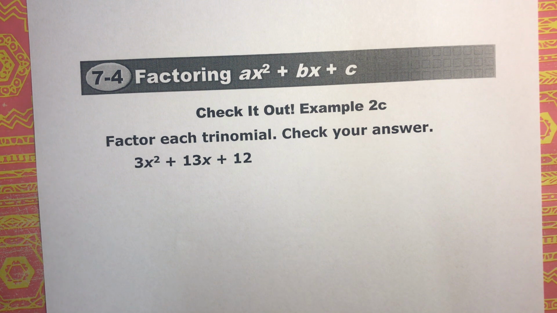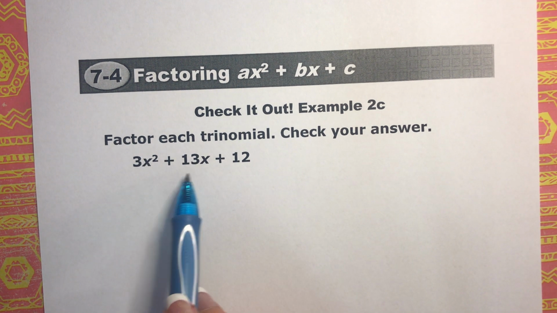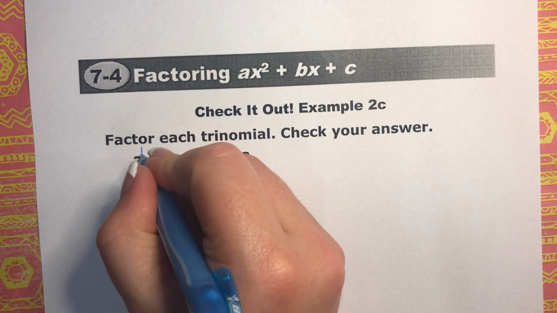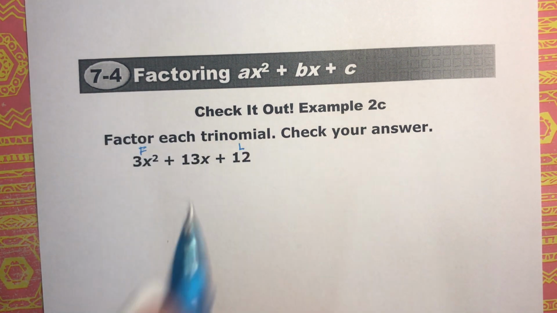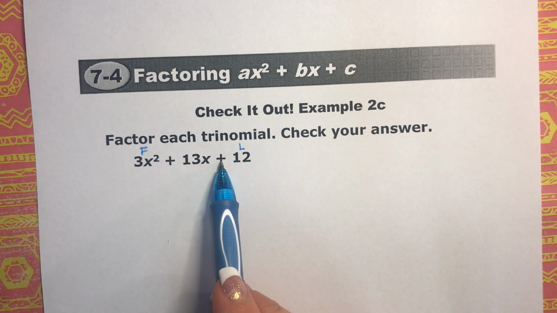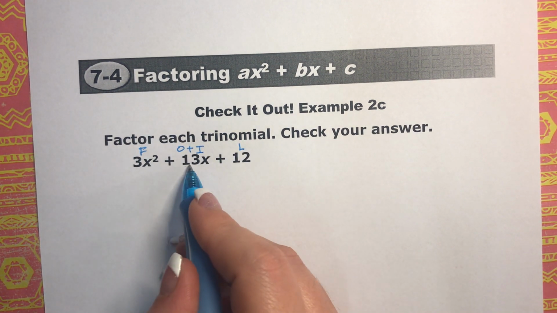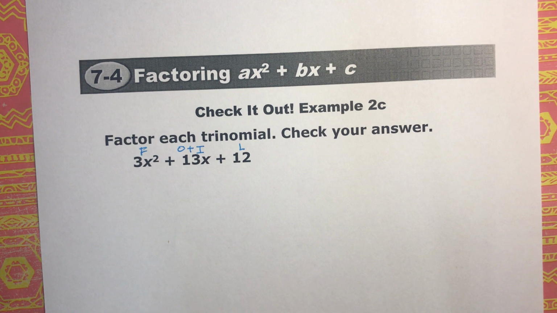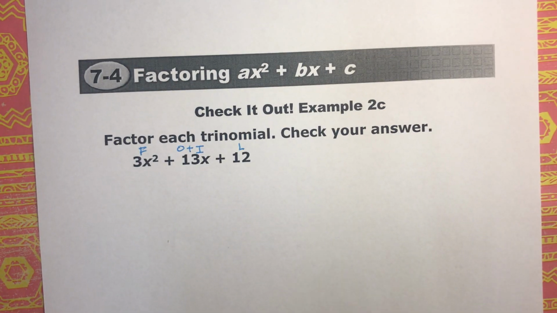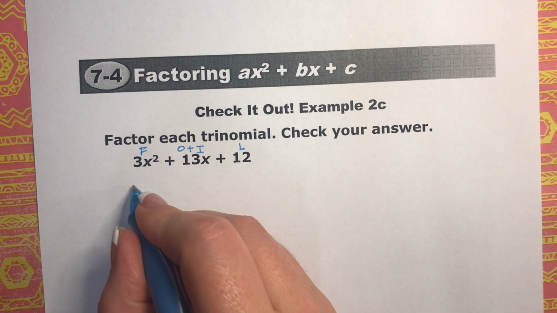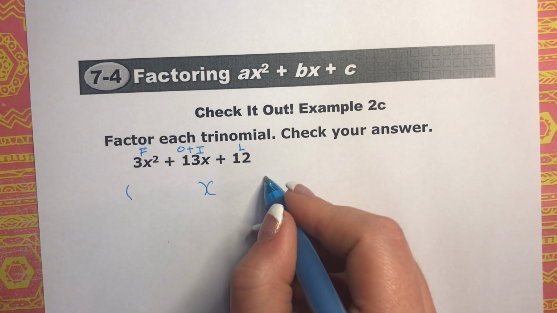Okay, let's see how you did. So when I'm looking at this problem, 3x squared plus 13x plus 12, I know that this is my first. I know that this is my last, and I know that I'm going to be adding the outside and the inside together to get this 13x. Okay, so first I'm going to get my voot-voots going. Okay, voot, voot, voot, voot.